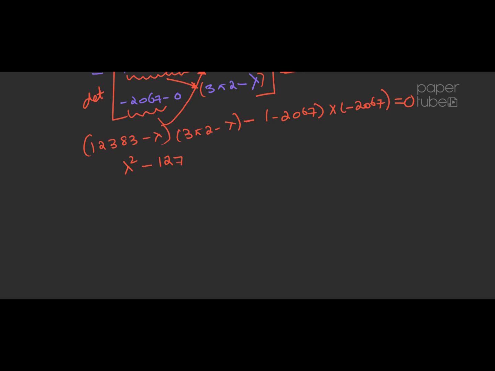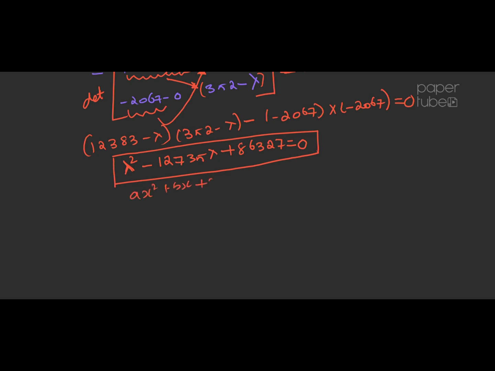Lambda squared minus 12735 lambda plus 86327, that should be equal to 0. So this looks like a quadratic equation. Sorry, it's not a polynomial equation. So if you have a quadratic equation of this type, how it looks like is ax squared plus bx plus c equals 0, where a in this case is equal to 1, b is equal to minus 12735, and then c is equal to 86327.